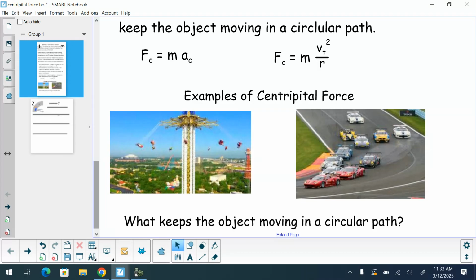But what keeps the car going in a circular path? You're going in a circular path, so you have to have centripetal force because you're changing velocity, or you have an acceleration. What keeps you going in a circular path? I've got to say the wheels. What about the wheels? Friction. Bingo. Friction.